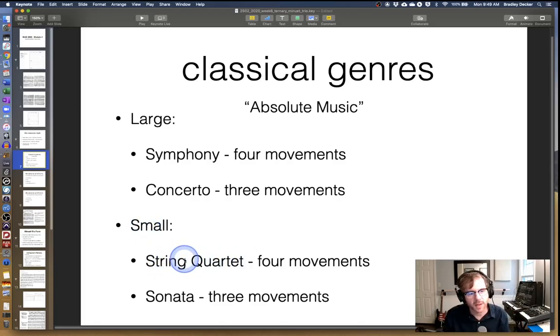The string quartet is like a symphony in that there are only 4 persons, but they are all sort of even, and there are 4 movements to the design. A sonata is like the concerto, where we have 3 movements and there is 1 featured soloist with a pianist. Or a piano sonata would be just the piano. But there is basically 1 featured person and only 3 movements.